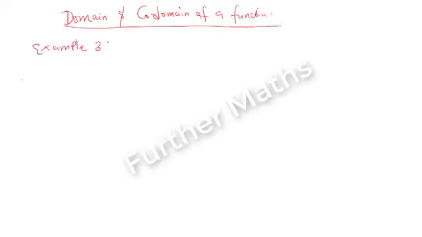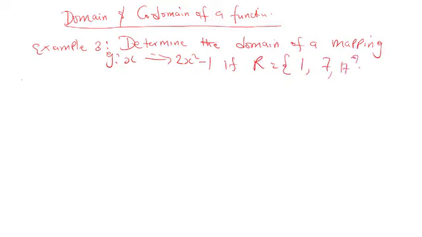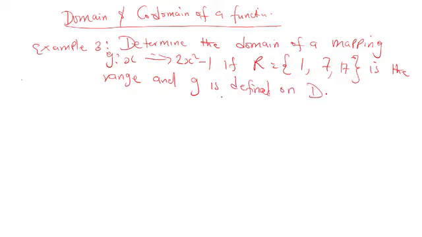So the question here, example 3, says: determine the domain of a mapping g(x) = 2x squared minus 1, if 1, 7, 17 is the range and g is defined on D.